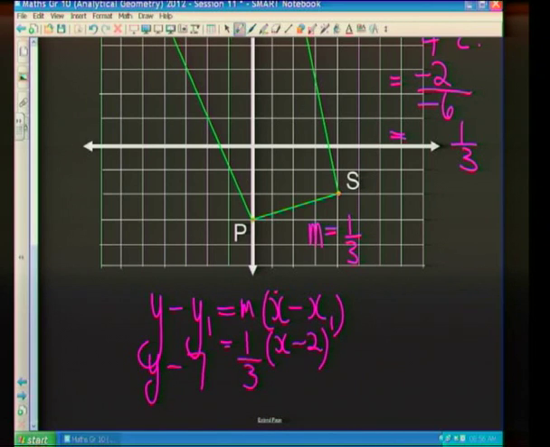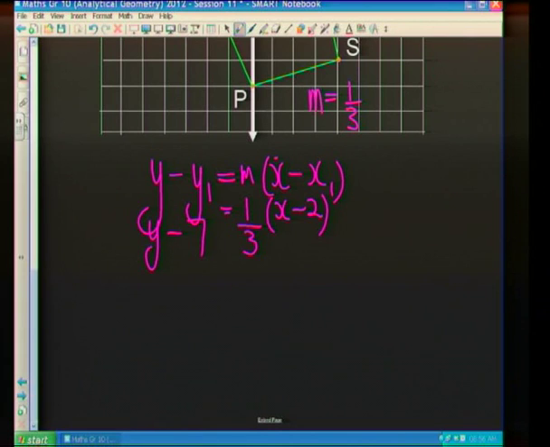Now, the only thing still remaining for me to do is to get the equation of this line into standard form. So this becomes, I'm just going to multiply out there, 1/3x minus 2/3, and the 7 goes to the other side.